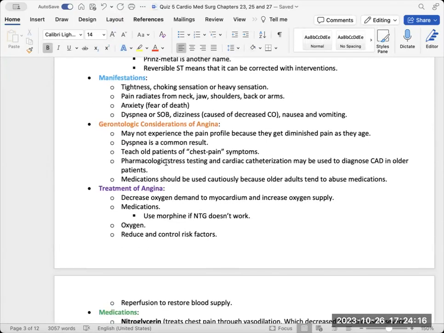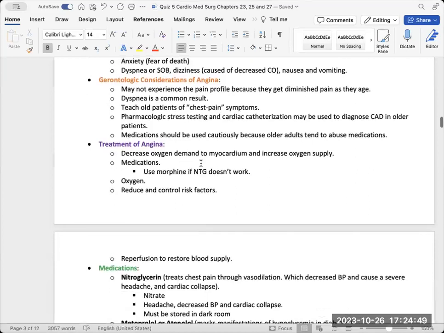And as I was mentioning before, all these symptoms that you see in these cardiovascular diseases repeat. So they have tightness in the chest, a choking sensation, a heavy sensation, pain that radiates from the neck, the jaw to the shoulders. They have anxiety because of that lack of oxygenation. And because of that lack of oxygenation and perfusion to the heart, you have dyspnea and things like that. As I mentioned before, elderly might not have those same symptoms, so we just need to be careful, and you really have to watch them.